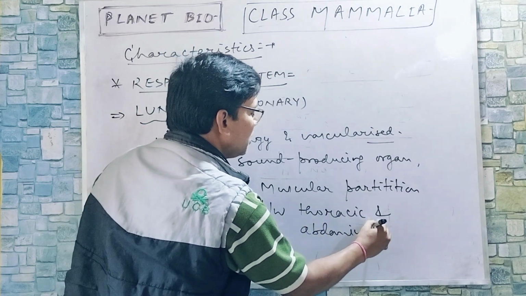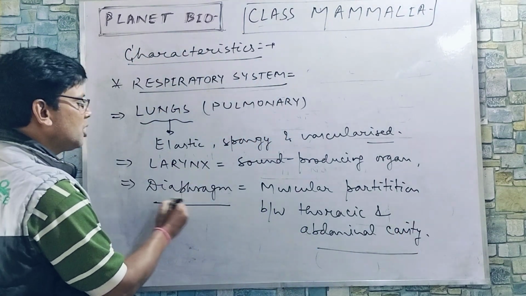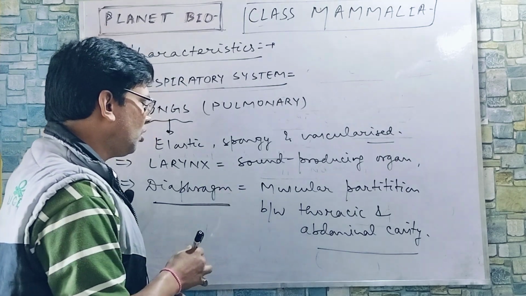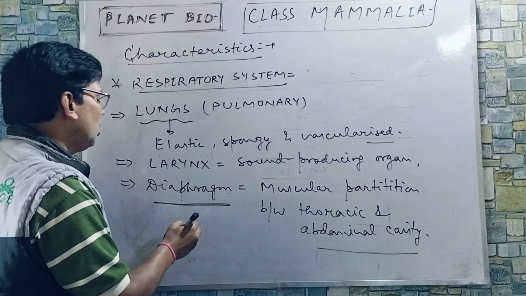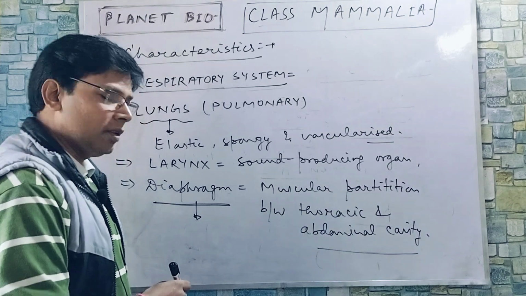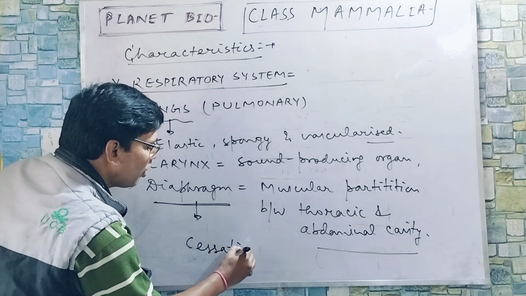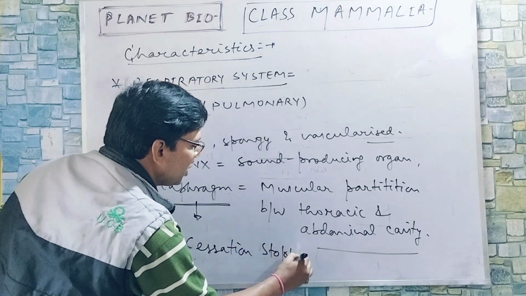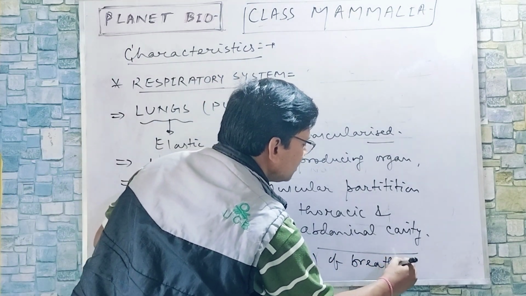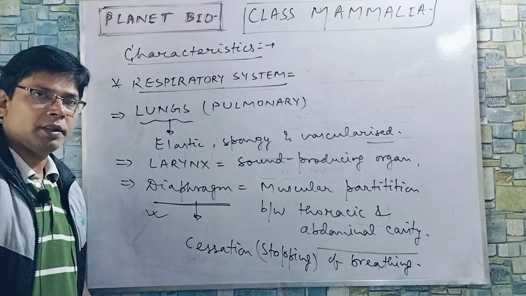If the diaphragm is well maintained, it helps in easy breathing. If the diaphragm is perforated or becomes porous or damaged due to some accidents or external stroke, this will cause cessation or stoppage of breathing, and it may prove fatal. So no diaphragm, no breathing. So the diaphragm is the characteristic feature in mammals. Okay.